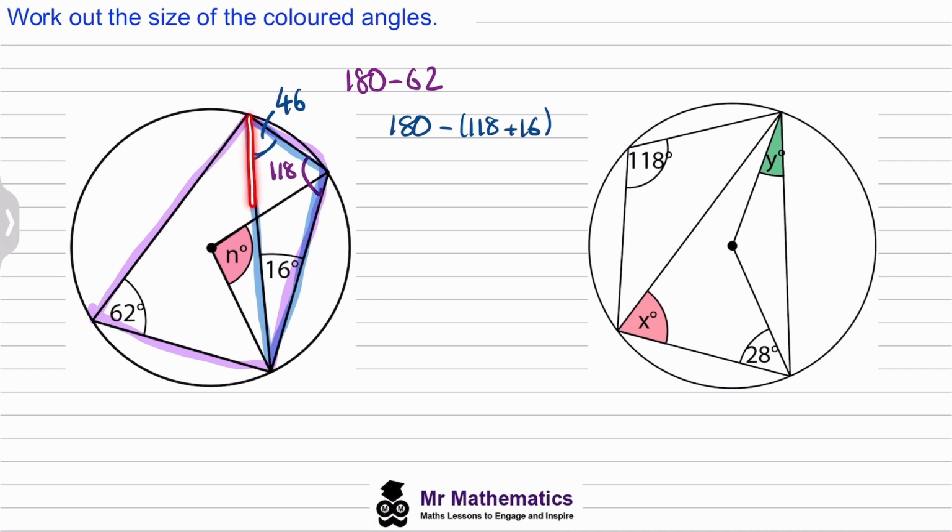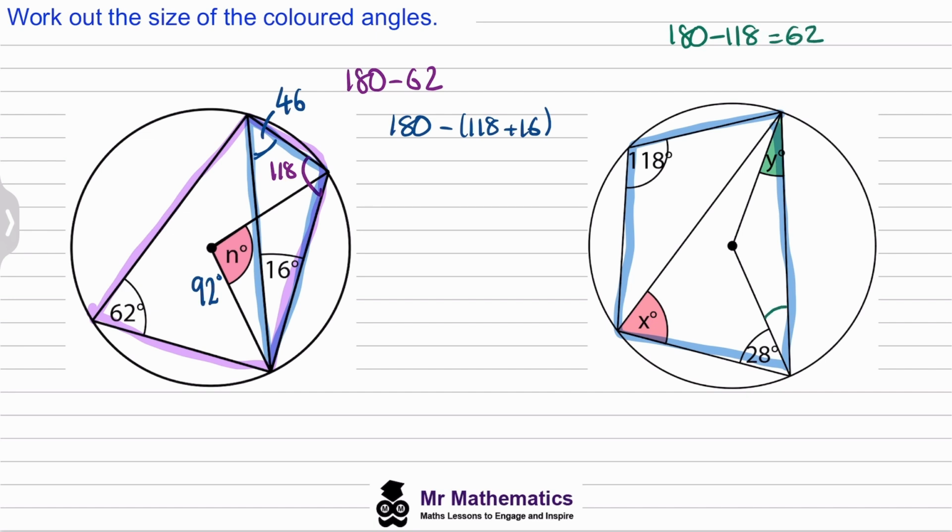And now we have the angle at the circumference and the angle at the center. So N will be double the 46. So N will be 92. For our final question, we'll begin with working out angle Y. We have the cyclic quadrilateral. So this angle will be the 180 minus the 118, which is going to be 62 degrees.